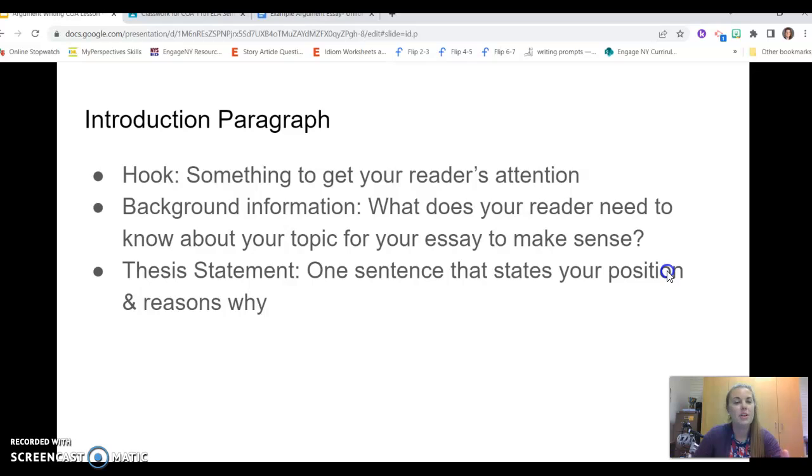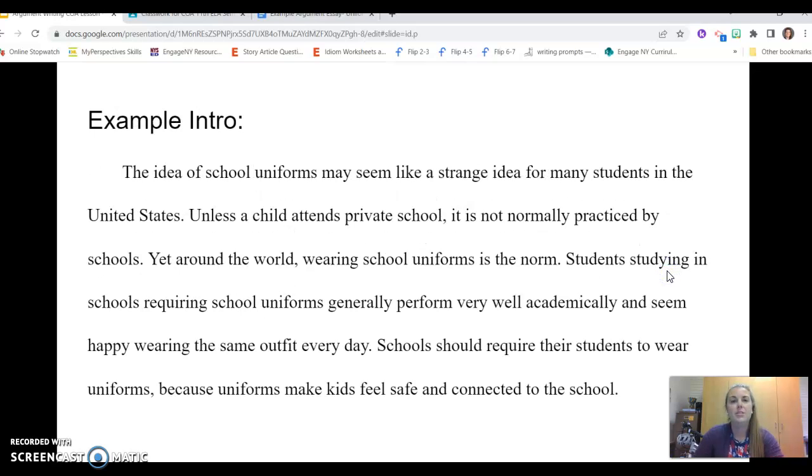Let's look at an example introduction. This is about school uniforms. So should schools require students to wear uniforms? So I've got my hook. The idea of school uniforms may seem like a strange idea for many students in the United States. So I'm talking about the topic. Doesn't have to be super fancy, but it gets the readers interested in what's going on.